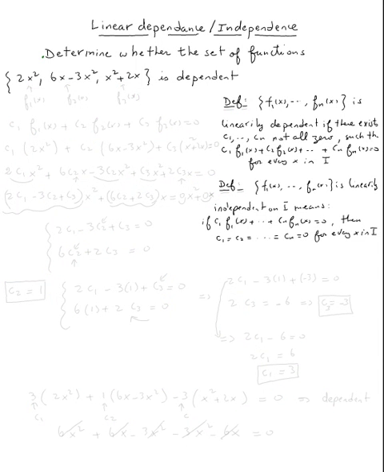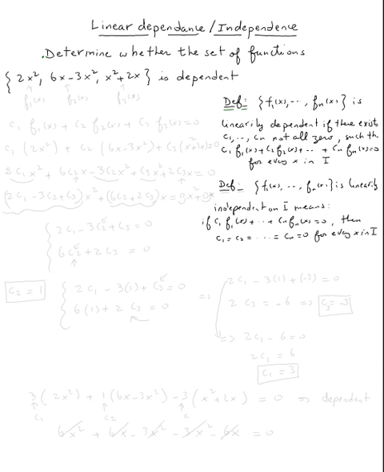The topic is linear dependence and independence. So let's do this example. Determine whether the set of functions 2x squared, 6x minus 3x squared, x squared plus 2x is dependent. So let's read the definition right here.